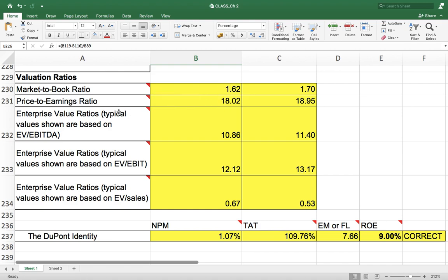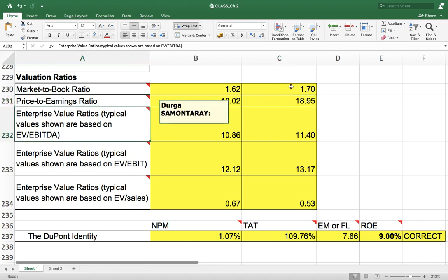PE ratio, that is share price divided by EPS. So price per share divided by earnings per share, so PPS divided by EPS. So 18 times, it is taken as 18x, and 18.95. So 15 to 20 PE is taken as very reasonable for a value company.